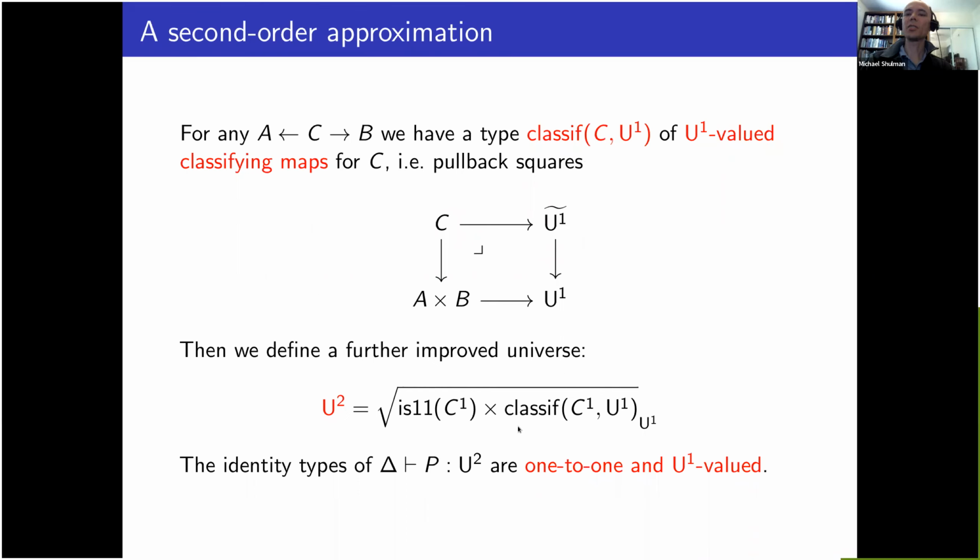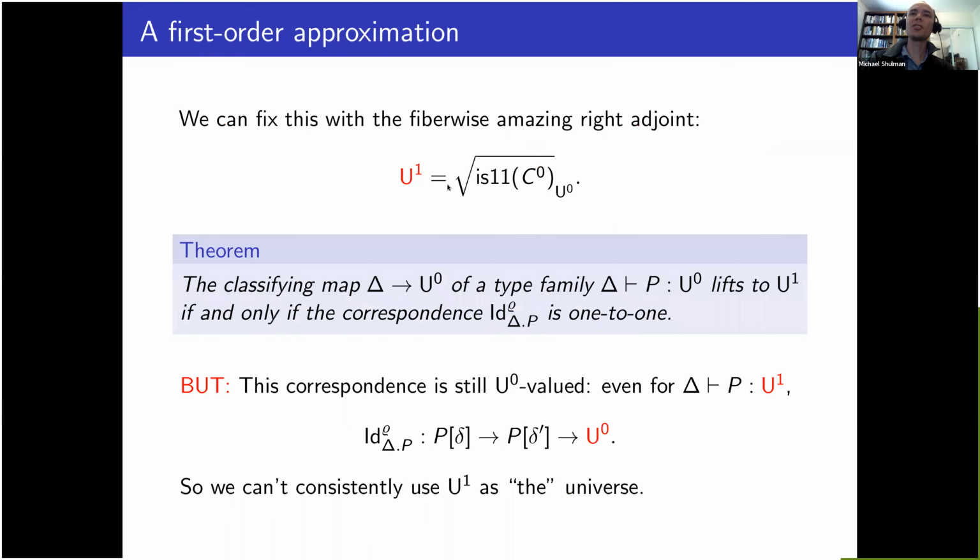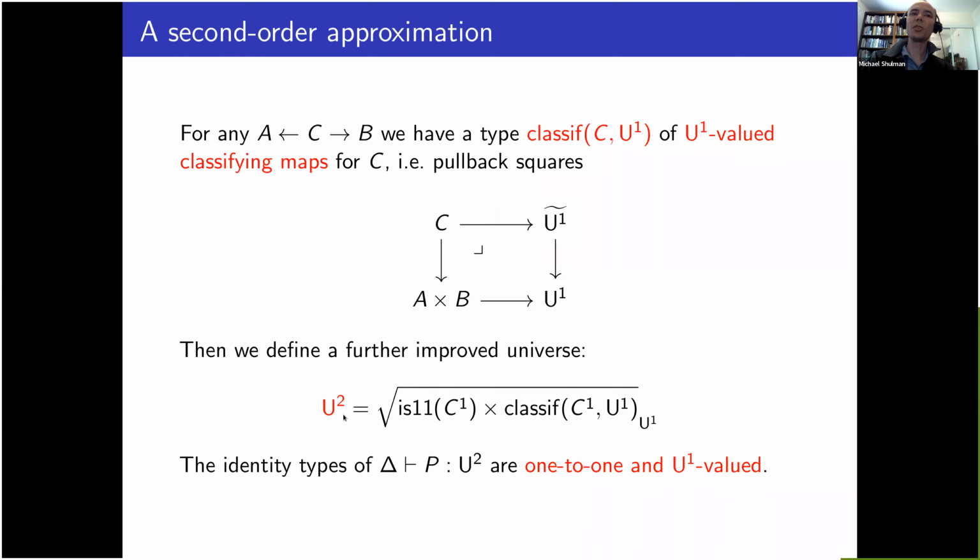And now, starting from U1, I can define a U2 such that, using this fiber-wise square root, the identity types of U2 are also one-to-one, so I stick this in here, and also they have a classifying map to U1. So we're saying U1 is the subtype of U0 whose identity types are one-to-one correspondences. And now we're saying U2 is the subtype of U1 whose identity types are one-to-one and are classified by U1.